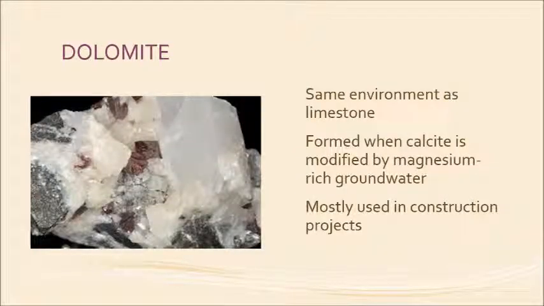Dolomite originates in the same sedimentary environment as limestone, a warm, shallow marine environment where calcium carbonate mud accumulates in the form of shell debris, fecal material, coral fragments, and carbonate precipitates. Dolomite is thought to form when the calcite in carbonate mud or limestone is modified by magnesium-rich groundwater.